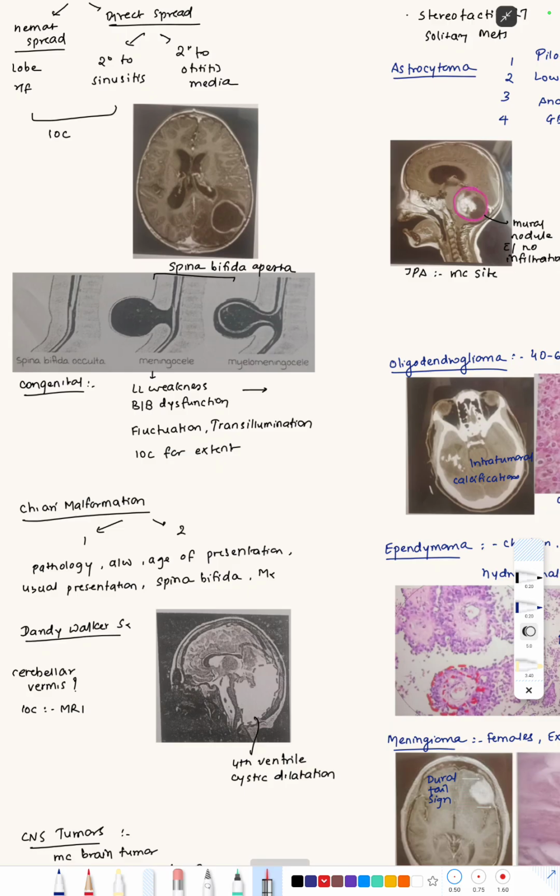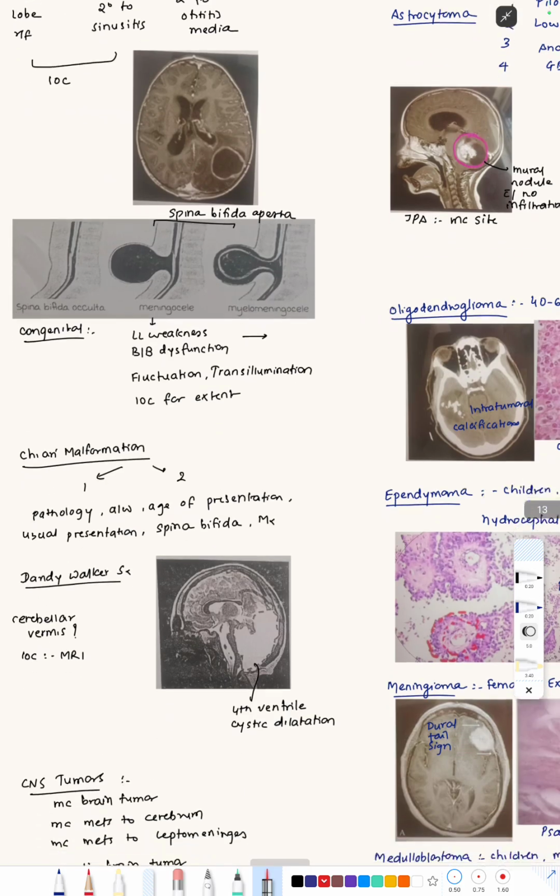Usual presentation for type 1 patients is going to be neck or cervical pain; in type 2 patients it is going to be progressive hydrocephalus. Spina bifida is present in type 2 patients, and management for type 1 is conservative. For type 2 it is management of hydrocephalus, ventriculoperitoneal shunt, repair and all, but generally it has a poor prognosis.